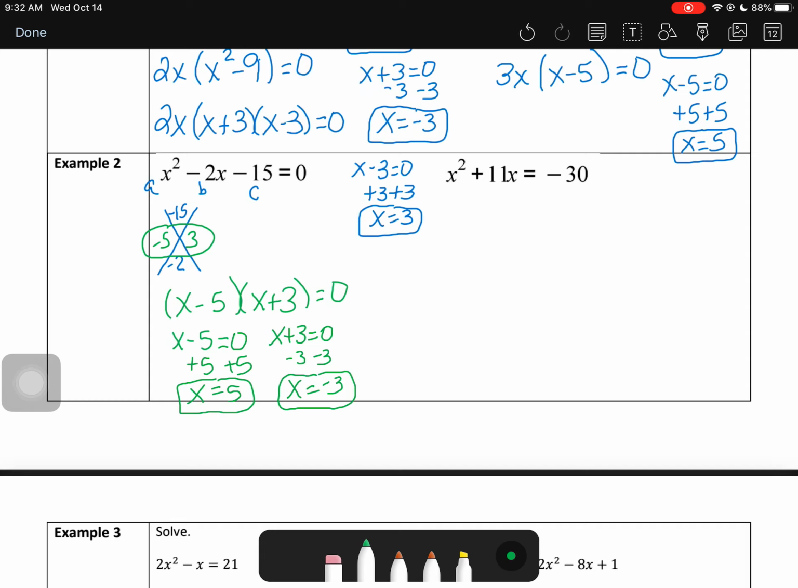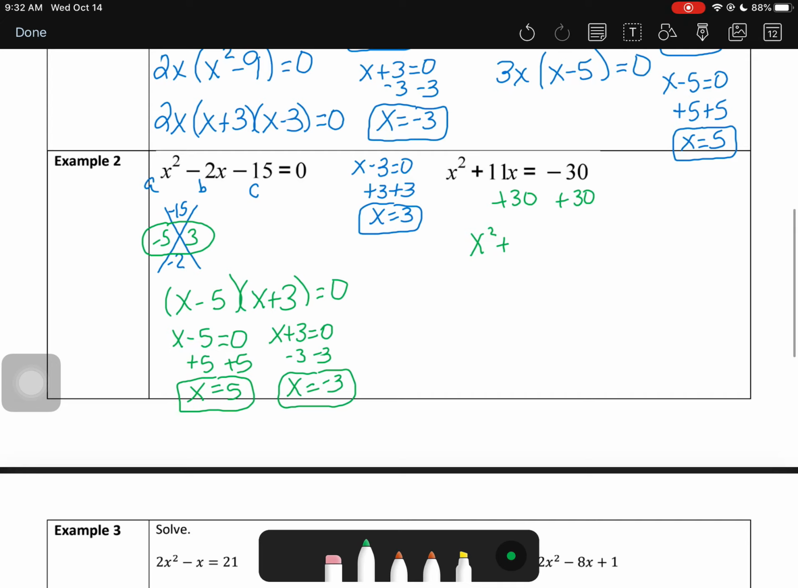In the next problem, in order to factor, we have to have this equal to 0. So we're going to add 30 to both sides to begin with. So we have x squared plus 11x equals 0.